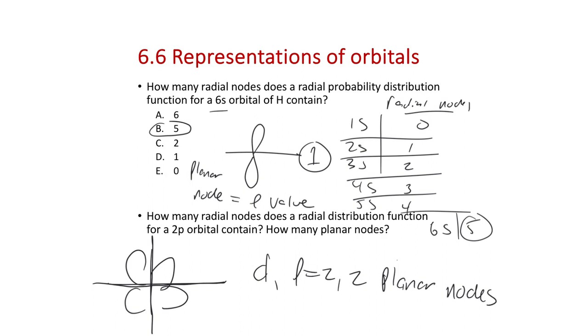So we also see nodes. Nodes are just regions of no probability of finding an electron. So we have planes of no probability, so planar nodes, for the basic shapes of orbitals. And then we have radial nodes for nodes along the radius of the atom.